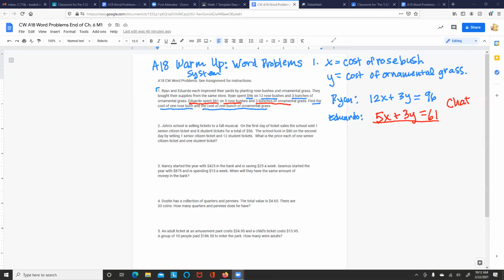The pen is not, okay, there we go. All right, so that's how you set it up. That's all I wanted us to do is set up. We could definitely solve this, right? I could multiply this by -1 and make the y's go away and solve it, but we don't need to do that.